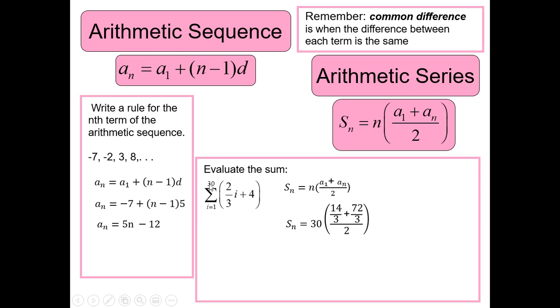My a sub n would be, with n equal to 30, 30 times 2/3, which would be 60/3, plus 12/3 would be 72/3. All divided by 2. Do a little bit of math. I've got 30 times 86 sixths, and that would equal 430. Now, if you really wanted to, you could try this on your calculator to check it, but you should be able to do it without a calculator as well. Give you a second to jot that down.